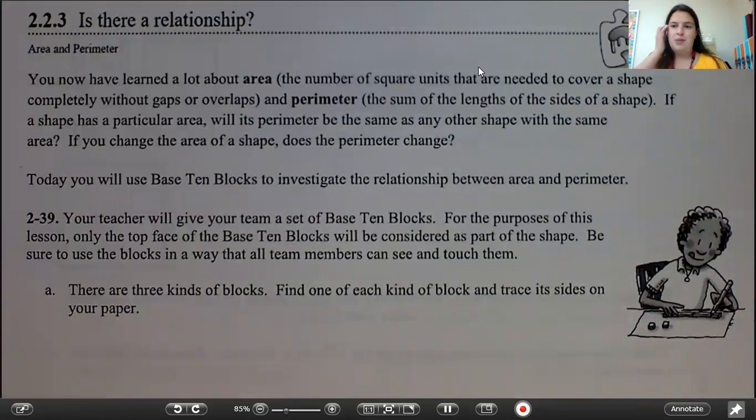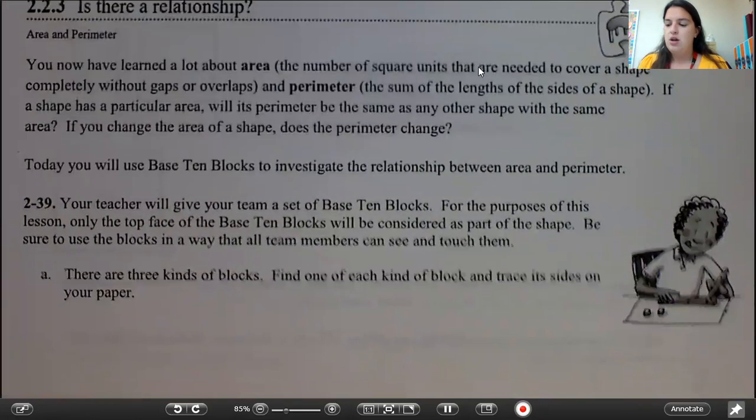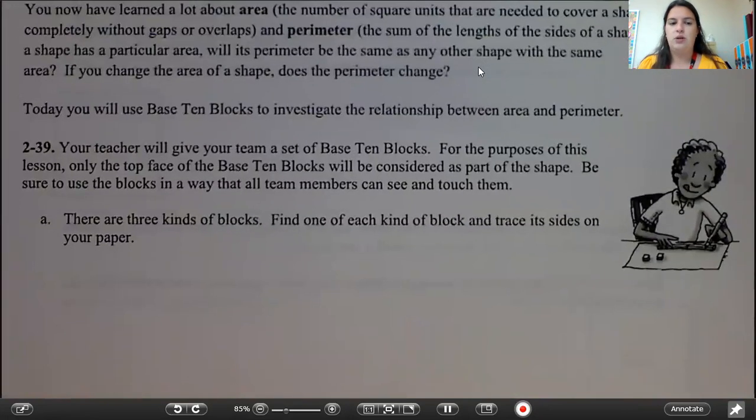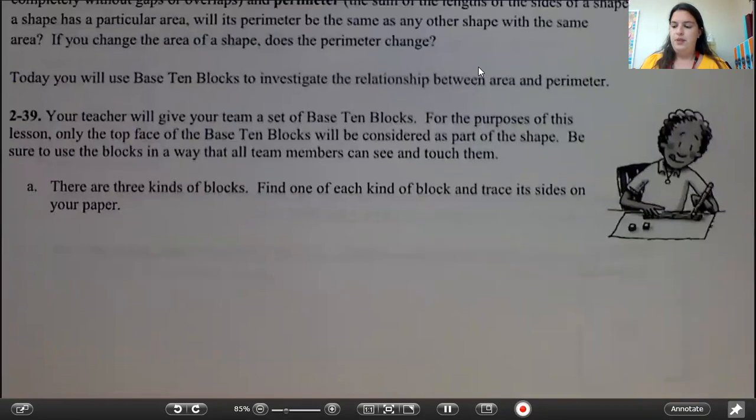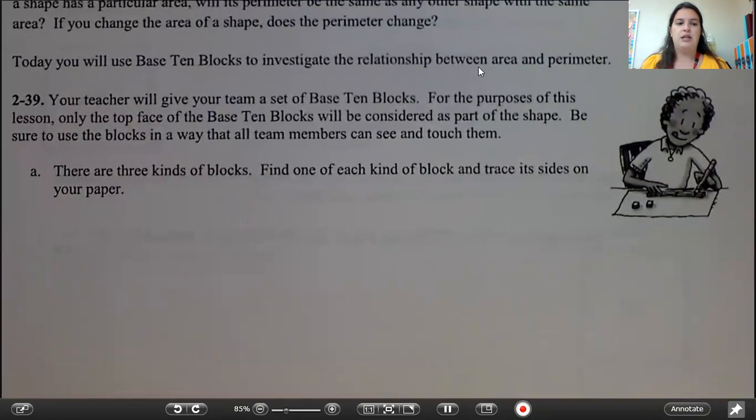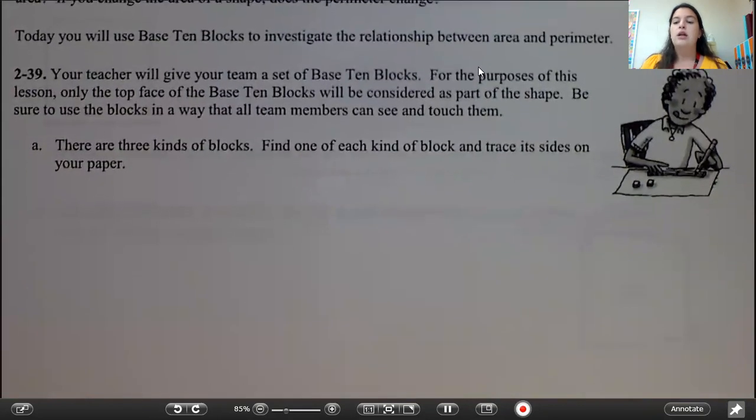If you're back with me, that means your base 10 blocks are cut out, which is great because you will need them for 239. It says your teacher will give your team a set of base 10 blocks. For the purposes of this lesson, only the top face of the base 10 blocks will be considered as part of the shape. Be sure to use the blocks in a way that all team members can see and touch them. So you are going to answer part A that says there are 3 kinds of blocks. Find one of each kind of block and trace it on its sides of your paper. So you're going to trace it right there. If you run out of room, use notebook paper.